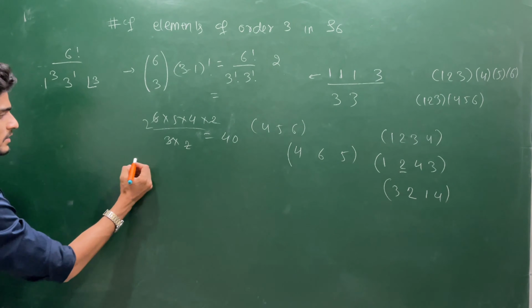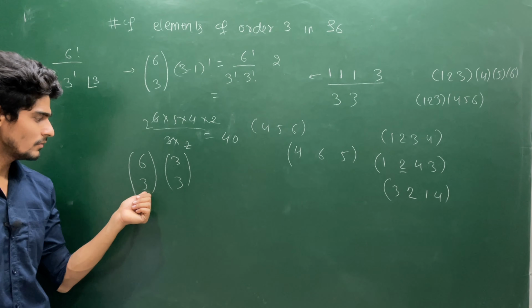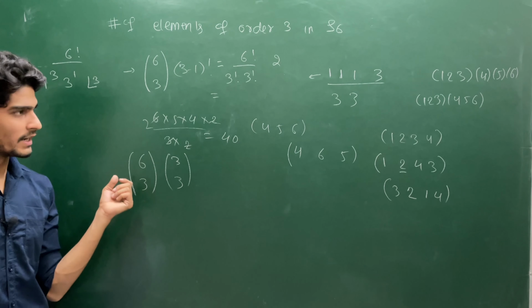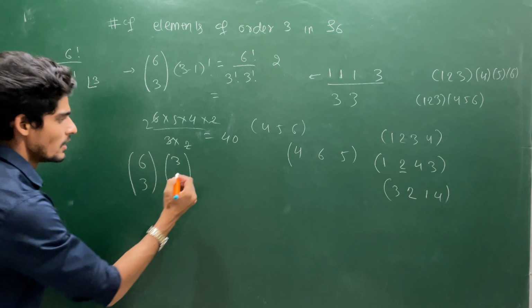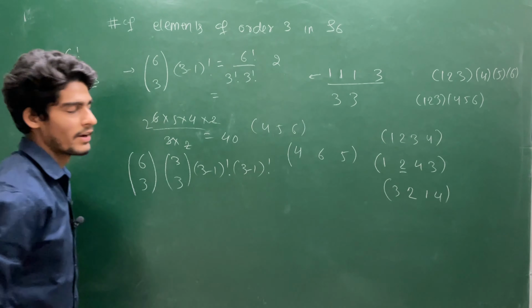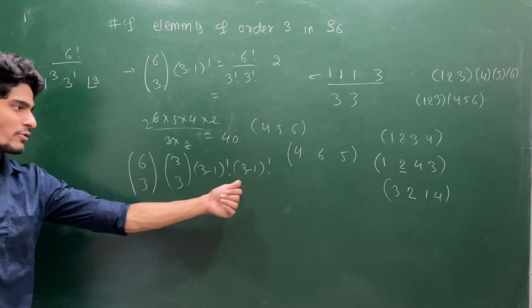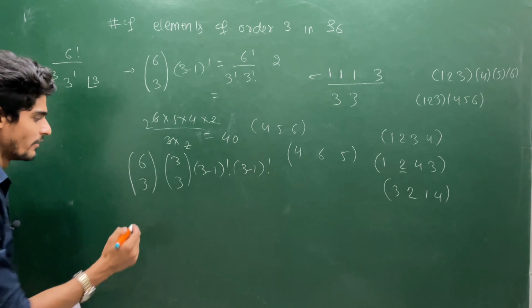But from these 3, you can generate distinct 3 cycles. So that will be 3 minus 1 factorial. And for these 3 cycles, you again have 3 minus 1 factorial choices. But actually this is not the correct answer. You have to divide with factorial 2 also. Why I am dividing with it, you will get very soon.